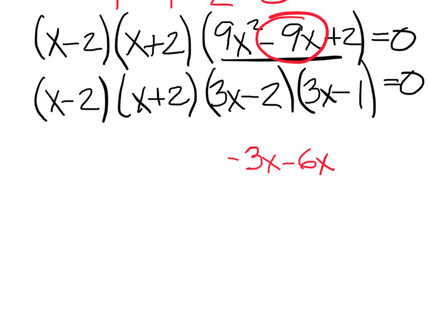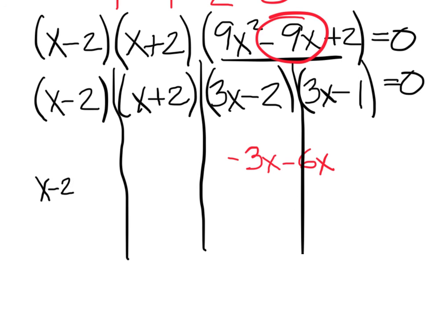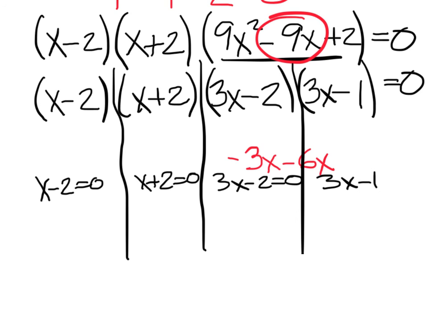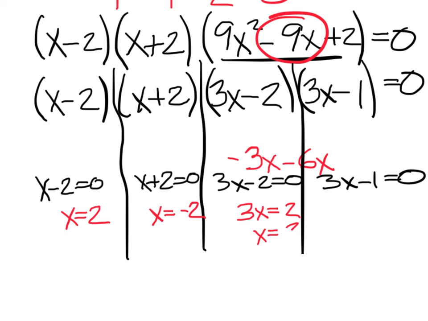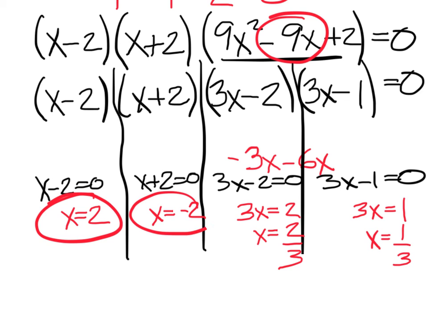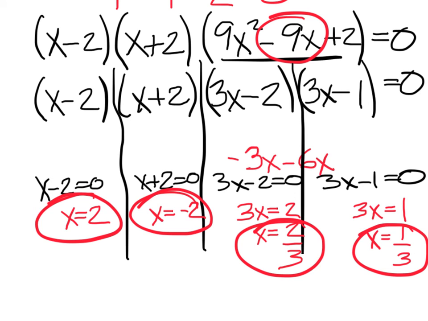So now we want to set each of these equal to 0. So x minus 2 equals 0, x plus 2 equals 0, 3x minus 2 equals 0, and 3x minus 1 equals 0. This one is pretty easy. That's just x equals 2, x equals negative 2. Move the negative 2 over, change the sign, and divide. And move the minus 1 over, change the sign, divide. So you come up with 2, negative 2, 2/3, and 1/3.